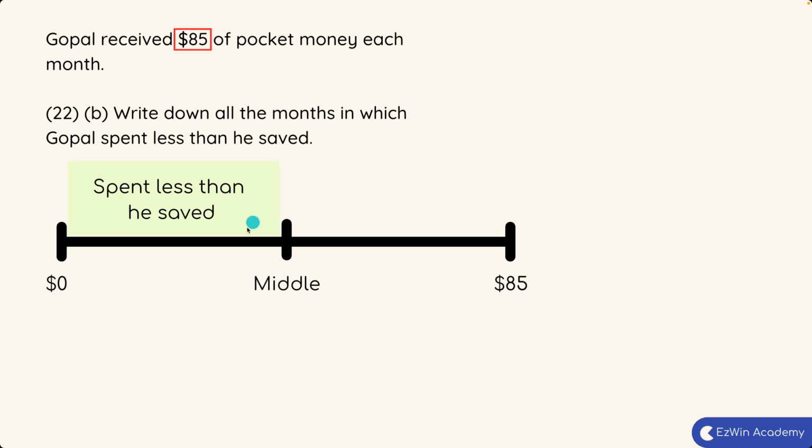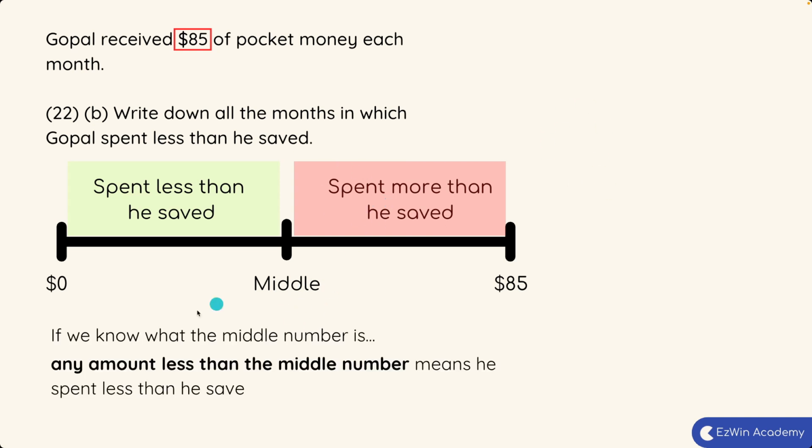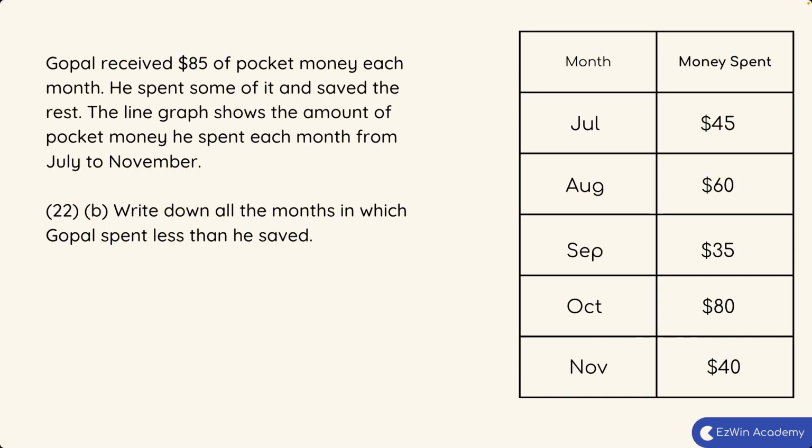So we usually have this green area over here, which is very, very good. But the thing is, if he spent more than half, that means he spent more than he saved. And that is the red area. That's not what we want. So if we know the middle number, that means any amount less than the middle number means that he spent less than he saved, which is what the question is trying to say. So let's calculate the middle number. So the middle number is equal to 85 divided by 2, which gives us $42.50.